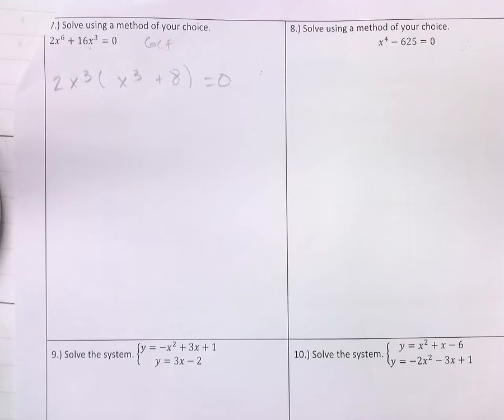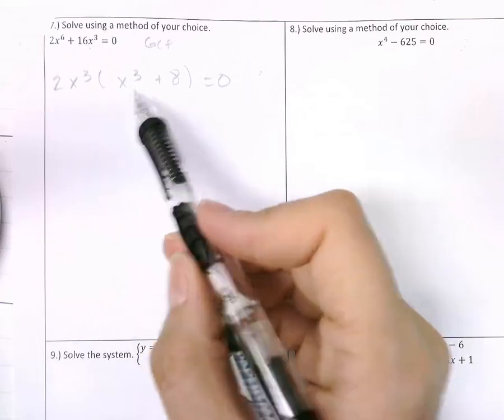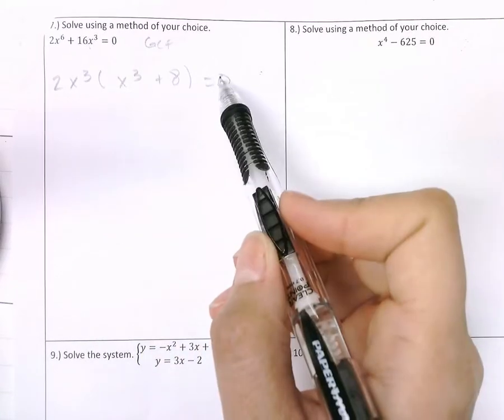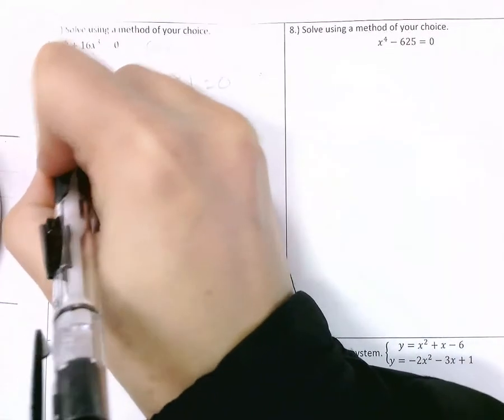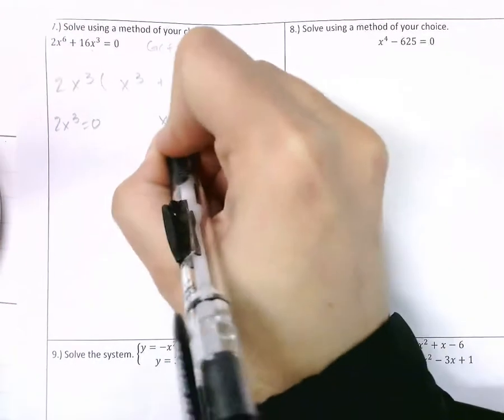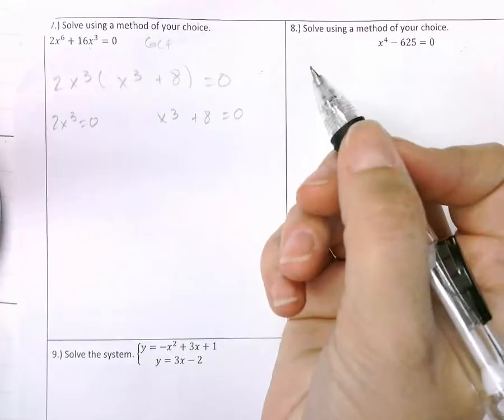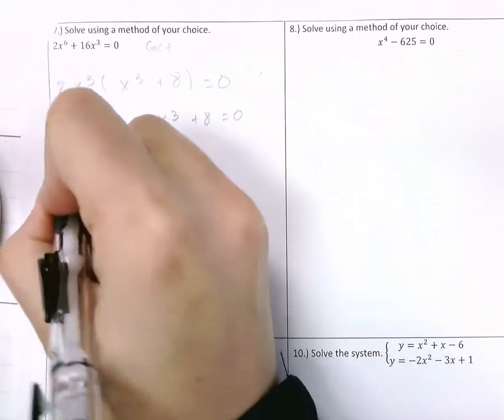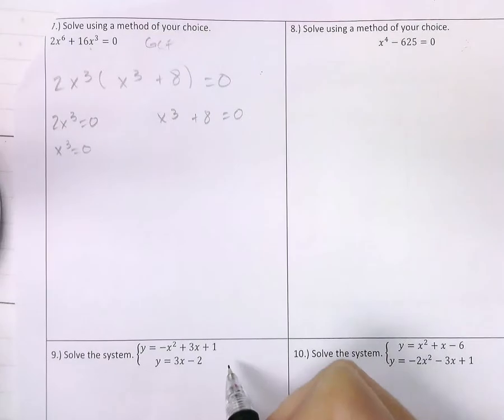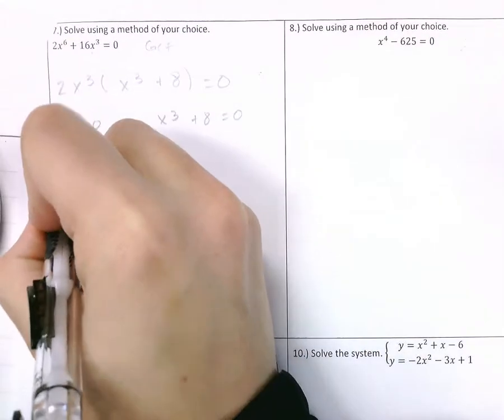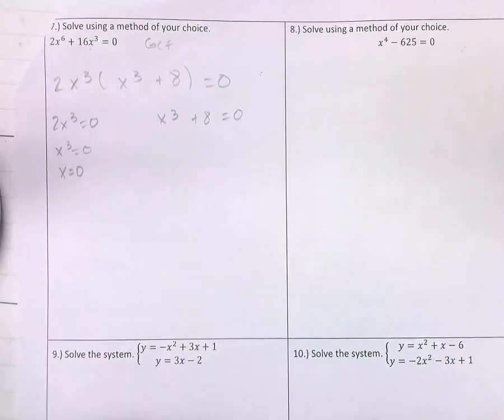After you take out the greatest common factor, you are left with two factors multiplied together to make 0. So you're going to use the zero product property and set those equal to 0 and solve. Now, the first one, you can divide by 2. And if x cubed is 0, there's only one thing that when cubed makes 0, and that's 0.